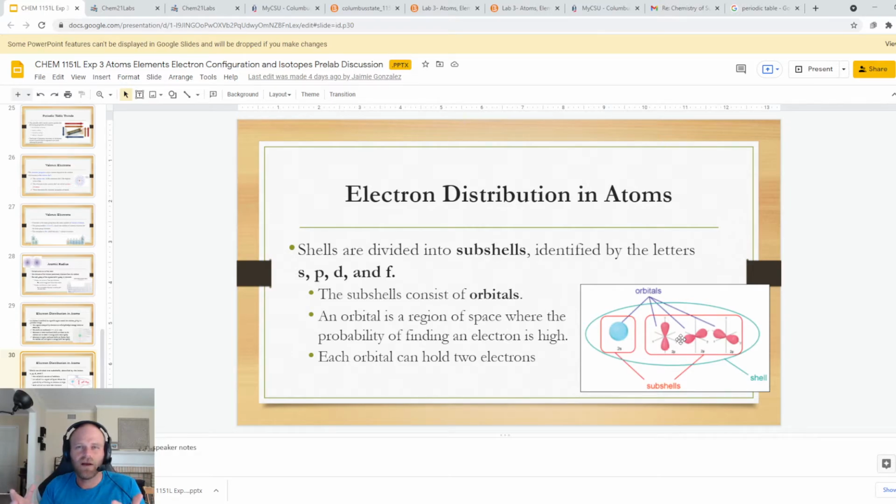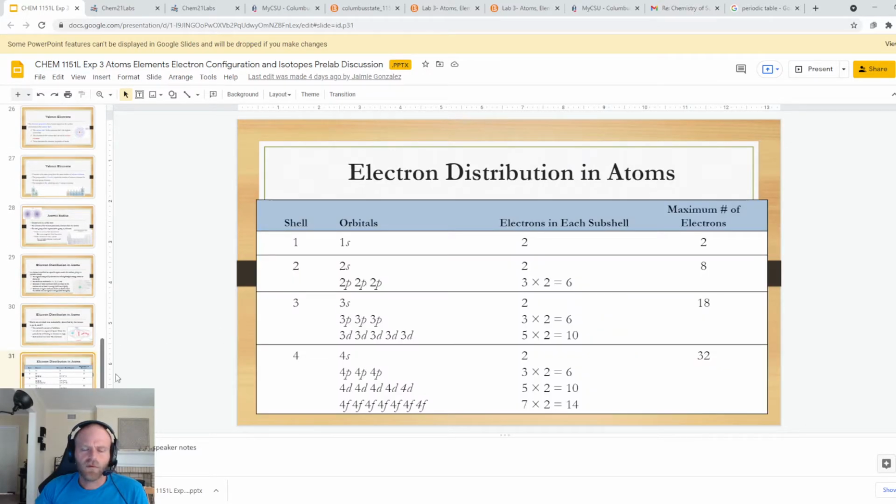And so when you think about an orbital, you can think about the way the Earth orbits the sun, right? It's got this set pattern, and that's its orbit. So an orbital is that, but for electrons. And that's the way that it rotates around the atom.